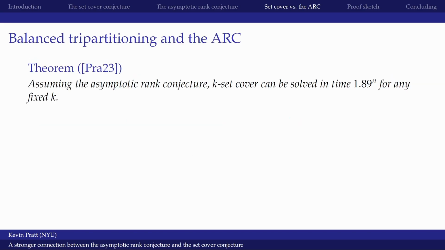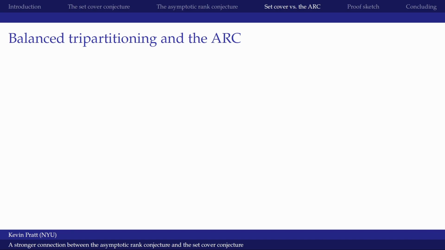So I then showed that the hypothetical runtime for set cover under the asymptotic rank conjecture can be improved to 1.89 to the n. And this time I assume the asymptotic rank conjecture for a particular tensor that can be thought of as a generalization of this small Coppersmith-Winograd tensor. But amusingly, the tensor that gives this result is enormous. It has probably way more than like 10 to the 12 many variables. Okay, so I'm almost ready to sketch my proof.